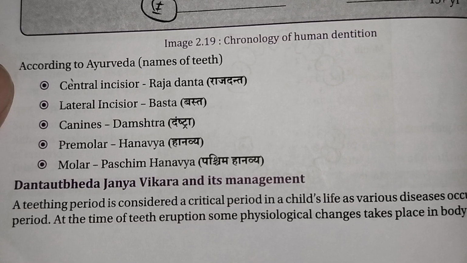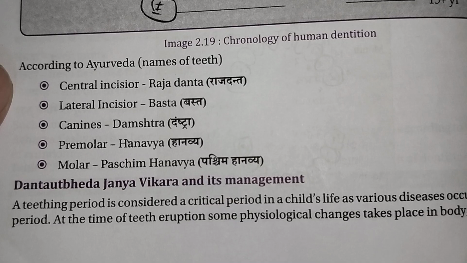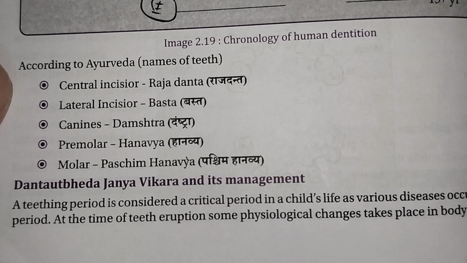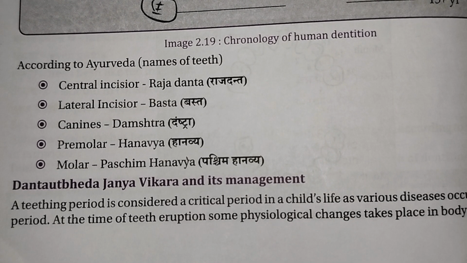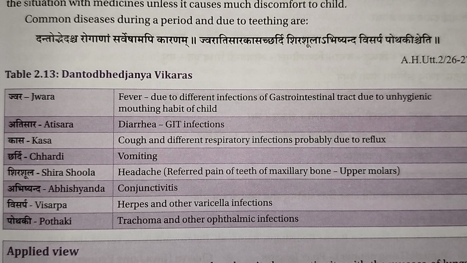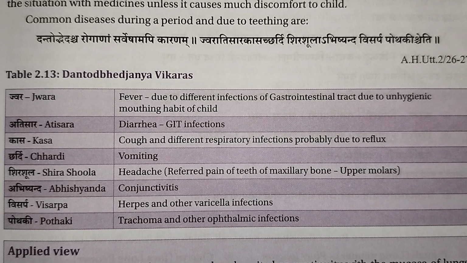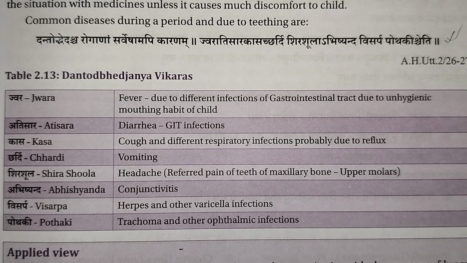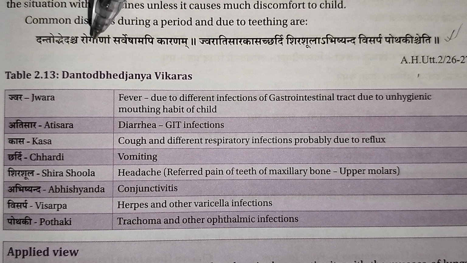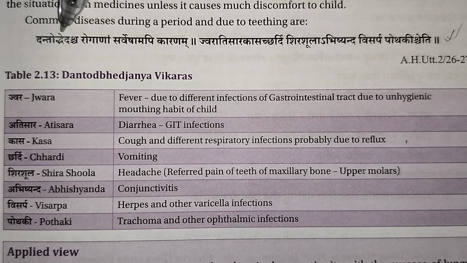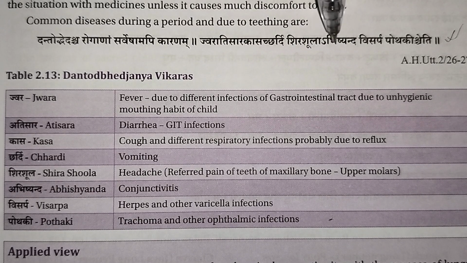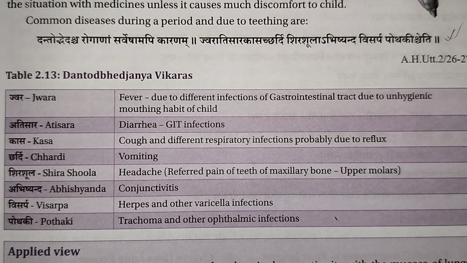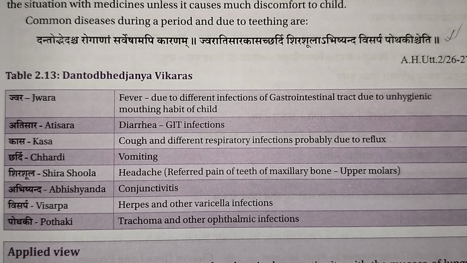Additionally, when we were children, our milk teeth broke out and new permanent teeth came in, right? So next we will see the Dantodbheda Janya Vikaras and their management in detail. In Ashtanga Hridaya, a very important shloka is given regarding the diseases produced at that particular period: Dantodbhedascha roganam sarvesham api karanam, jwara atisara kasa chhardi shirashula abhishandya visarpa pothaki. So what are the diseases produced in that period?